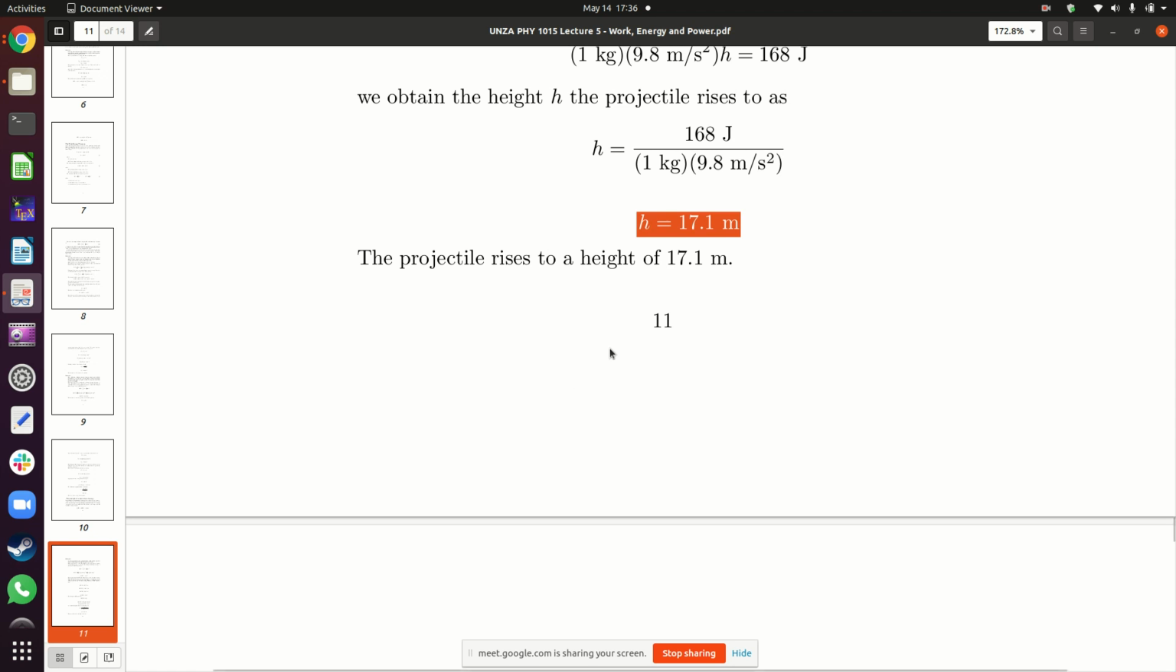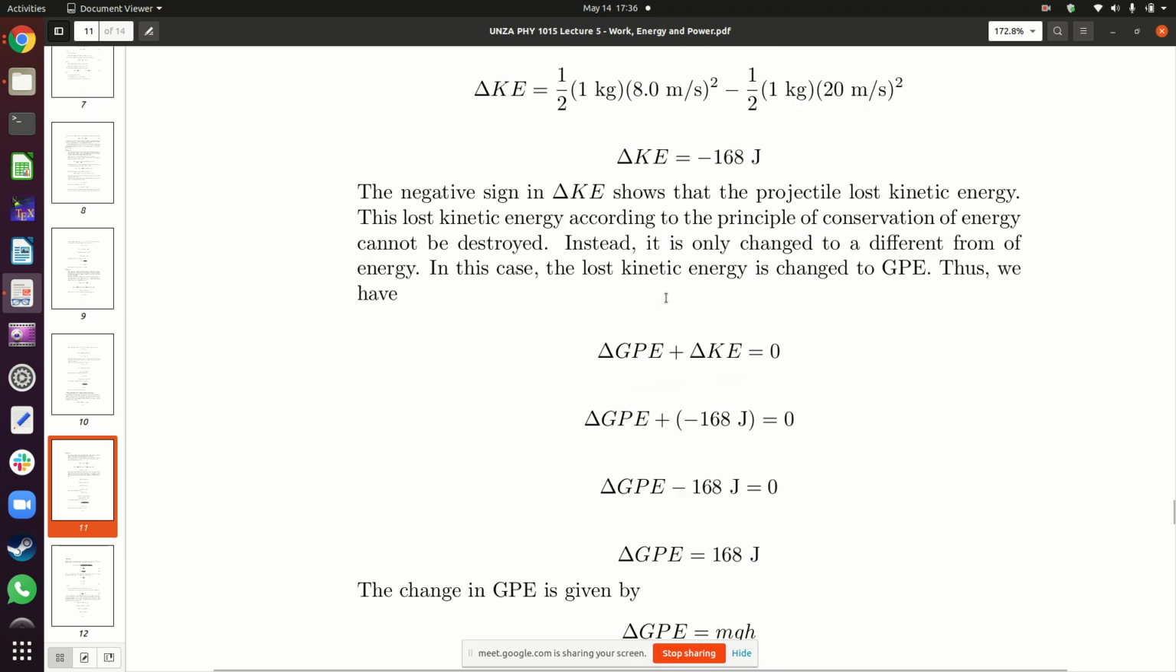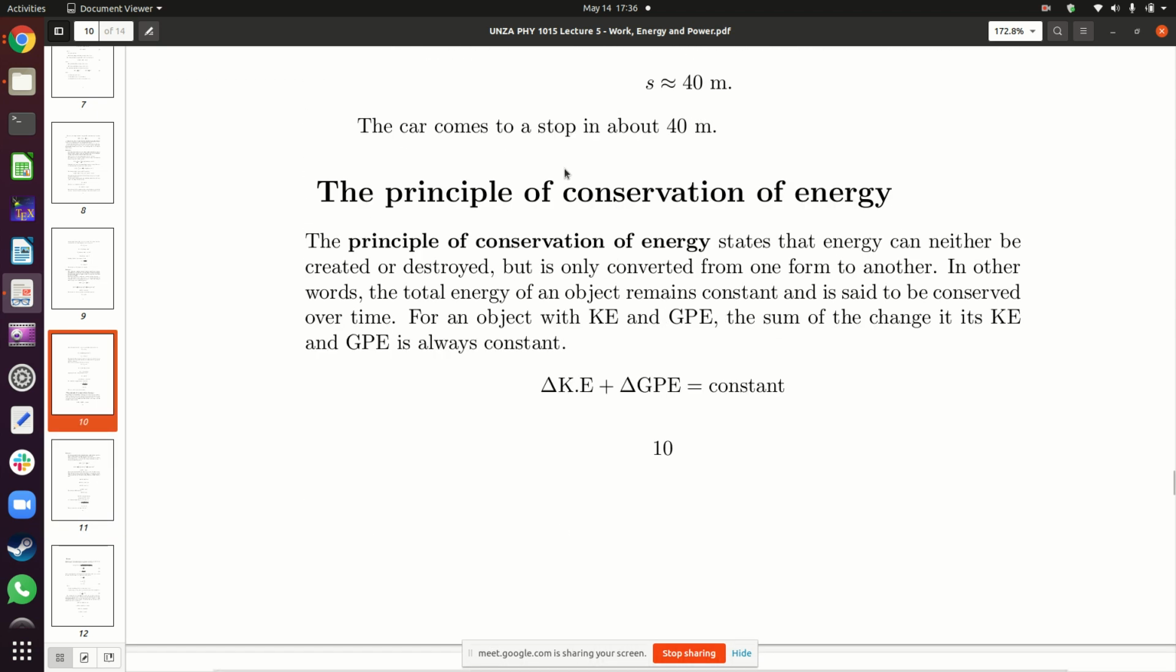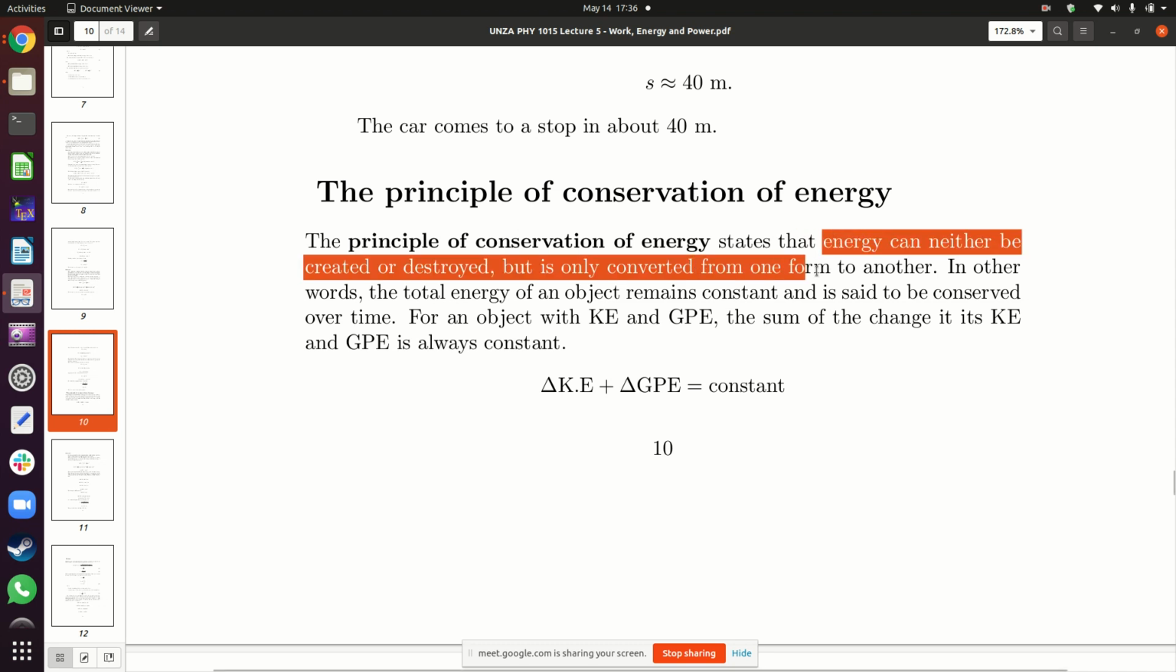So this is us putting into practice what is called the conservation of energy. In a nutshell, the conservation of energy just says that you can't create or destroy energy. The only thing you can do is convert energy from one form to another. The conversion of energy from one form to another is allowed to happen. However, you cannot destroy energy.